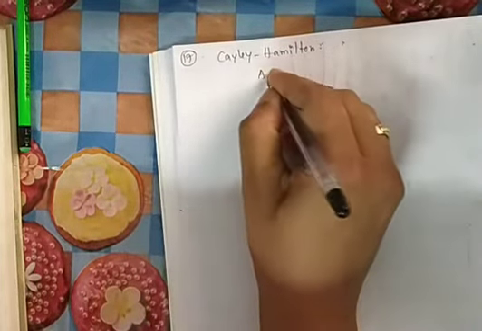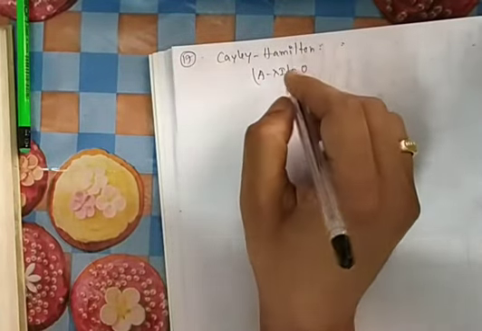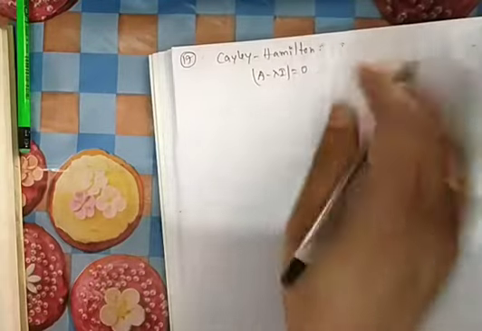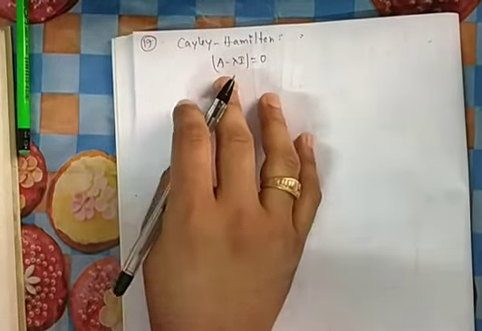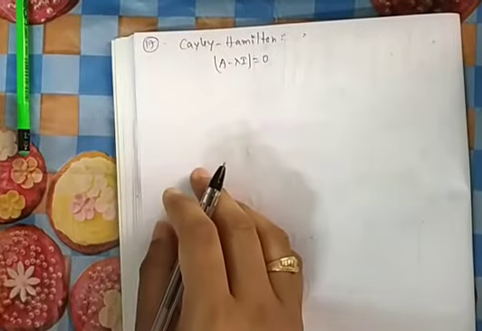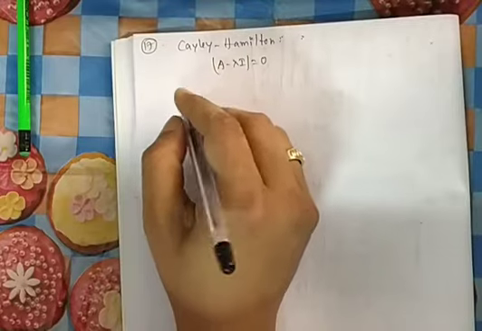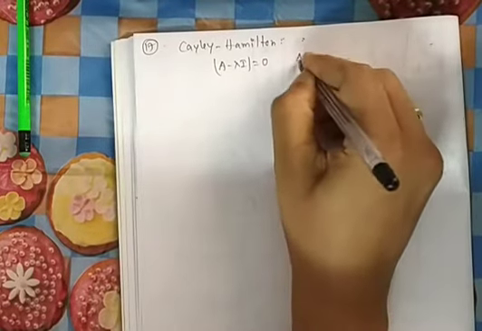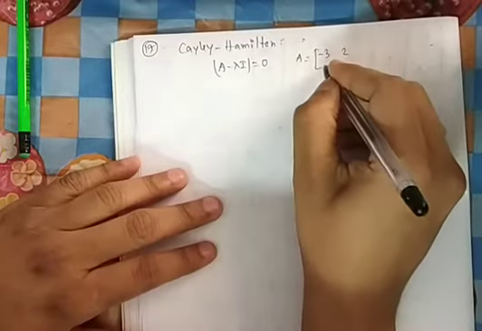We know what the characteristic equation is: A minus lambda I equal to 0. From here you will find the expression in lambda. So if you put A in place of lambda, then it should satisfy. That's what this is talking about. So if you see, A is given as minus 3, 2 and minus 1, 0.